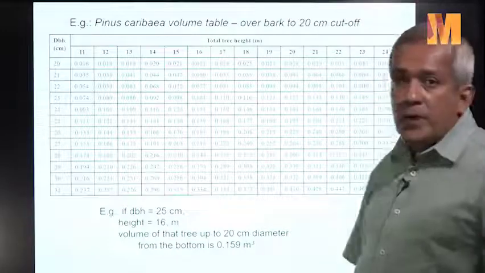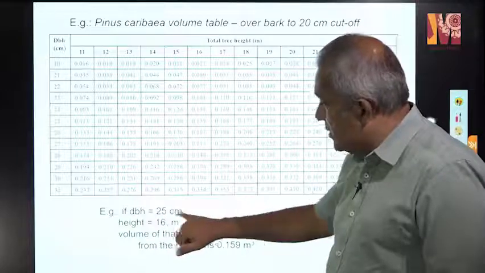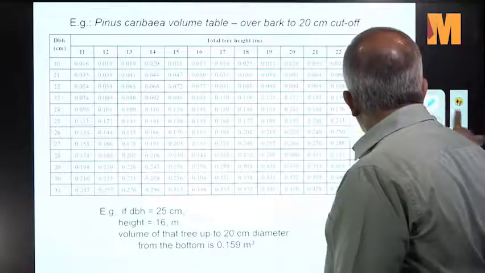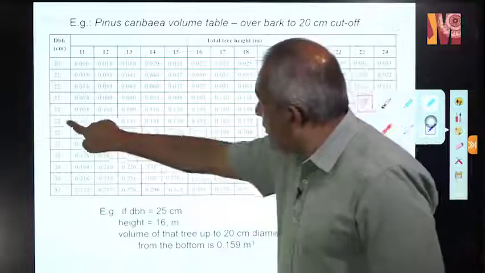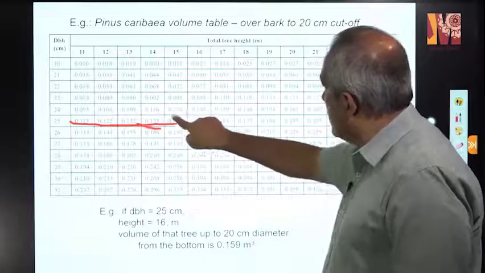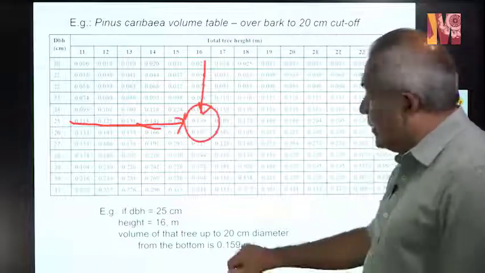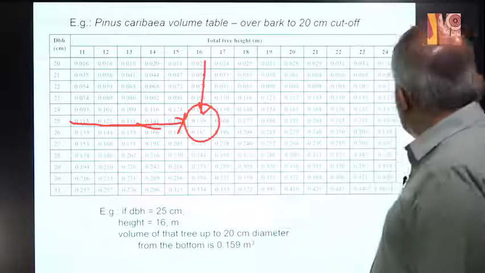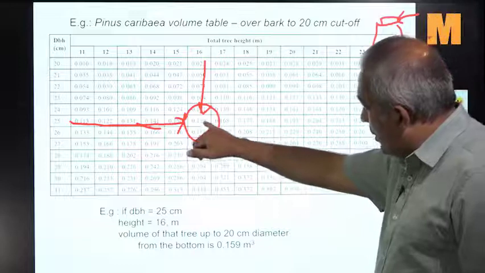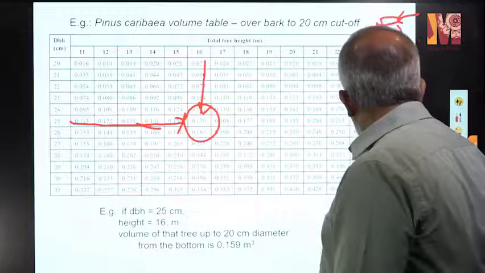Now, in this example, if you measure a tree and that Pinus tree has a diameter of 25 centimeter and 16 meter in height, you have to locate these two, 25 centimeter diameter, 16 meter height. We have the volume up to this point, the final cutoff point, 0.159 cubic meters.